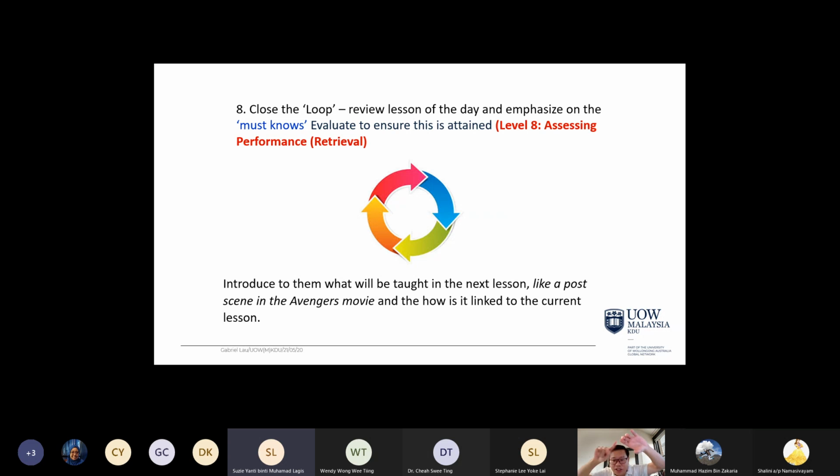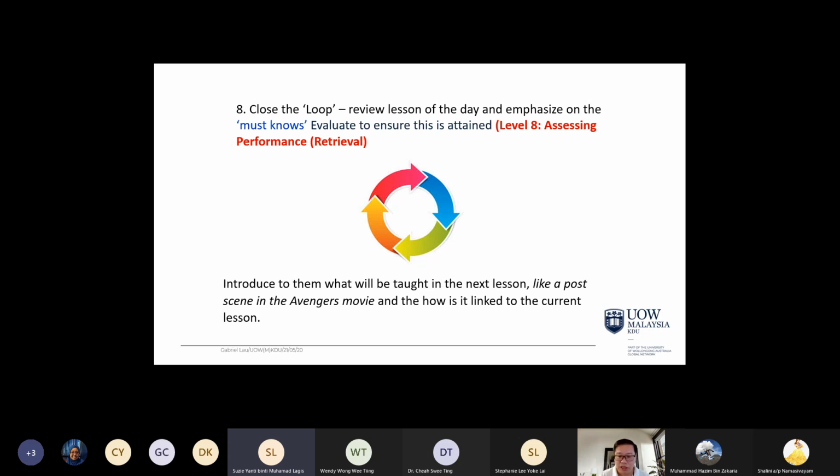Then you will do every single packet. Every packet you do feedback. Then now you need to close the loop. You finish already, you close the loop, one circle. Review the lesson of the day and emphasize the must know.